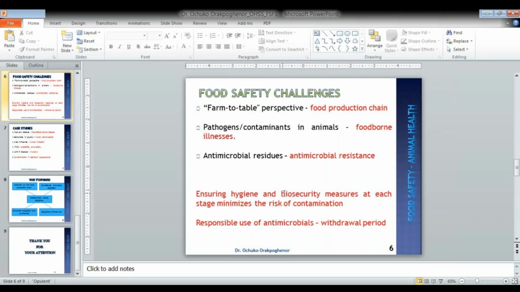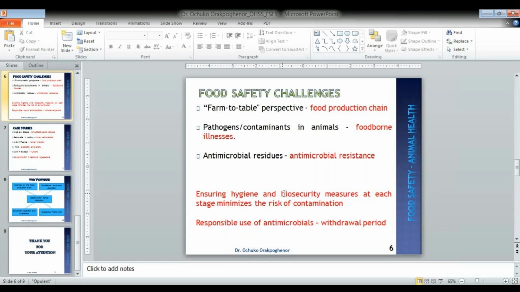That is, the humans who consume that meat after the withdrawal period are not at risk of getting these antimicrobial residues in them, and this will also prevent them from getting antimicrobial resistance.